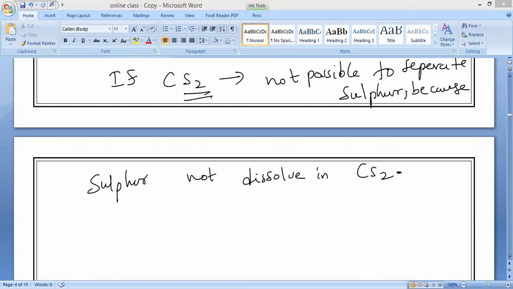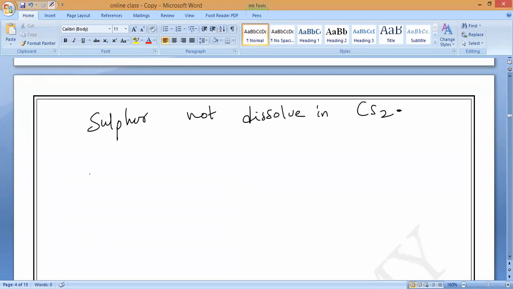Why? Because iron sulfide is not a mixture. Iron sulfide is a compound. So compounds cannot be separated into their constituents by physical methods. What can we say? Compounds cannot be separated into individual components by physical methods. Please all of you write it. What do you have to write?